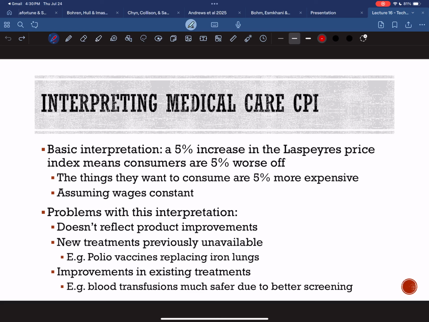So this index is not going to reflect product improvements. So if, for instance, Band-Aids might be in the medical care CPI, but if Band-Aids have gotten better over time... this is just something I've noticed at the hospital: casts are less bulky than they used to be. So let's say there's a new cast that's less bulky than it used to be, and so it weighs less, it's more pleasant to have on, it doesn't get in the way as much, but it costs more.